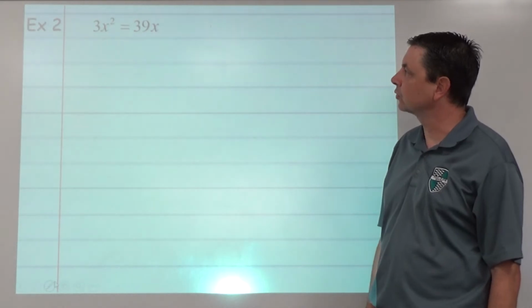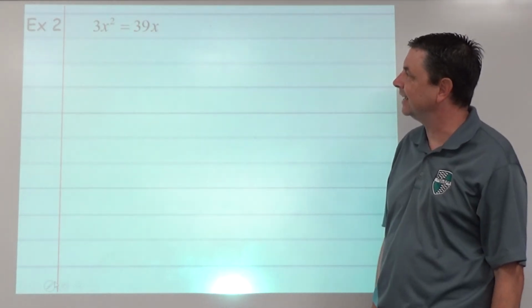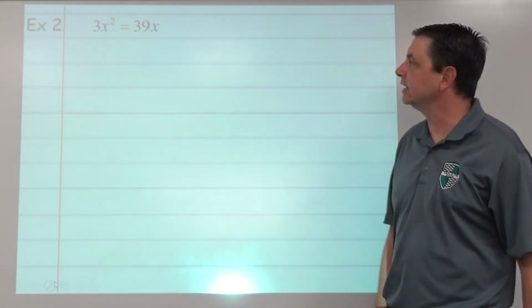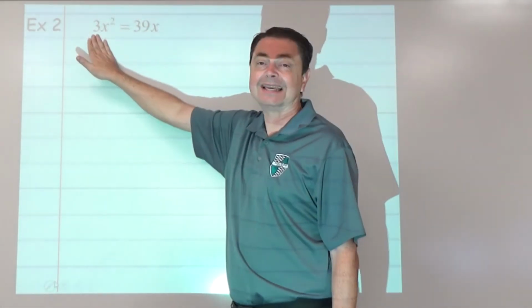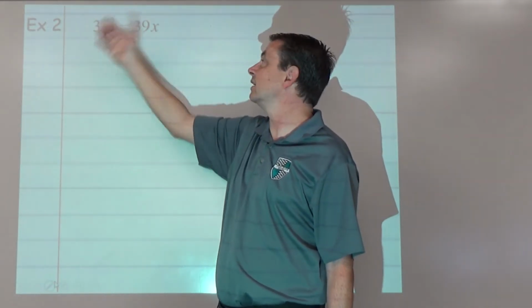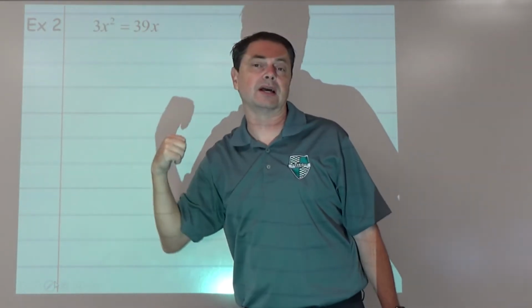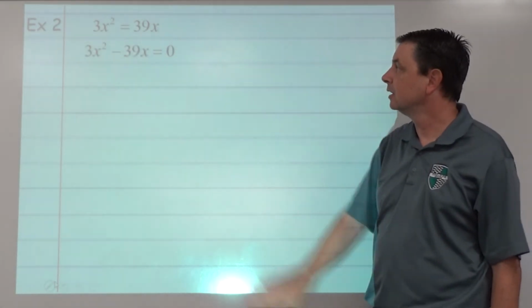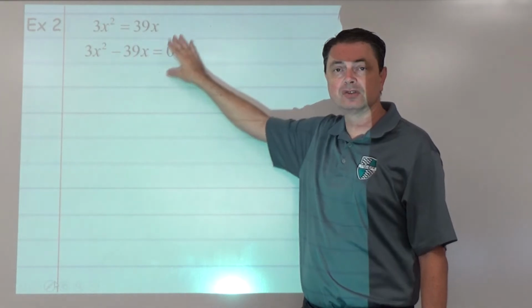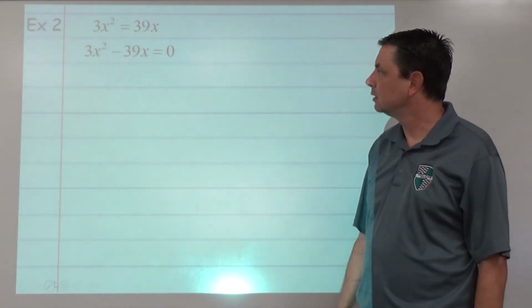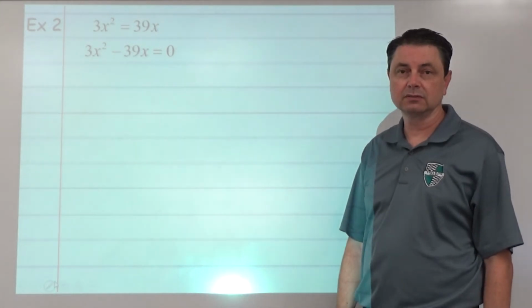Example number 2, 3x squared equals 39x. We want to solve this by factoring. We want to get one side equal to 0. Again, liking that the left side has a positive 3x squared, so let's leave that there. Let's get rid of the 39x: minus 39x on both sides. Don't forget about your equal sign. Don't forget that it needs to equal 0. Now we can factor that.